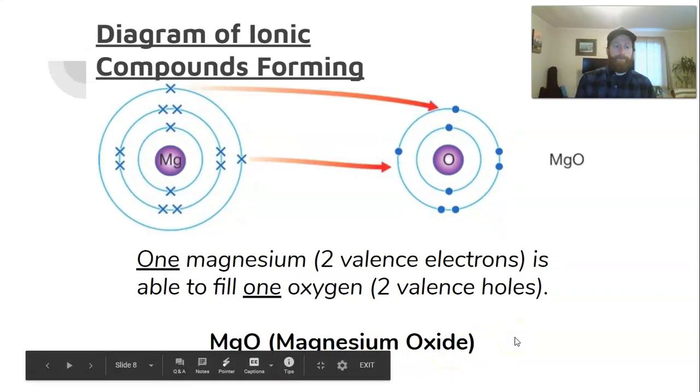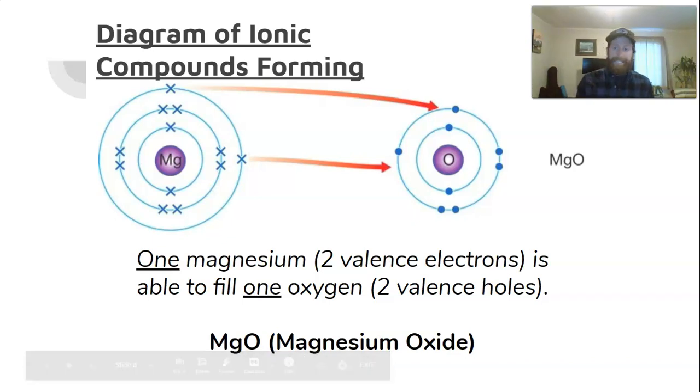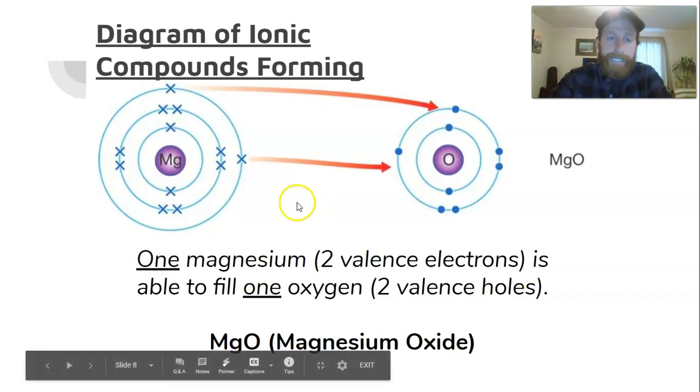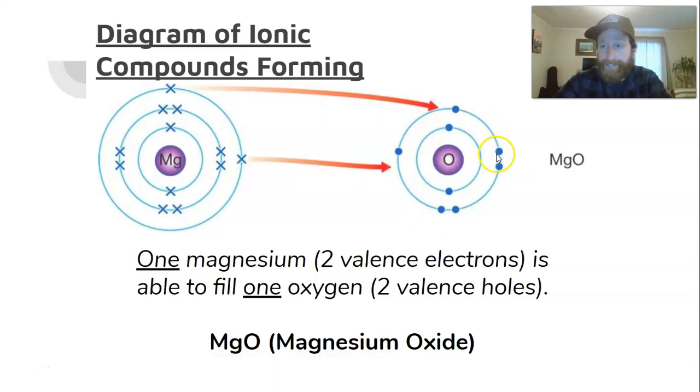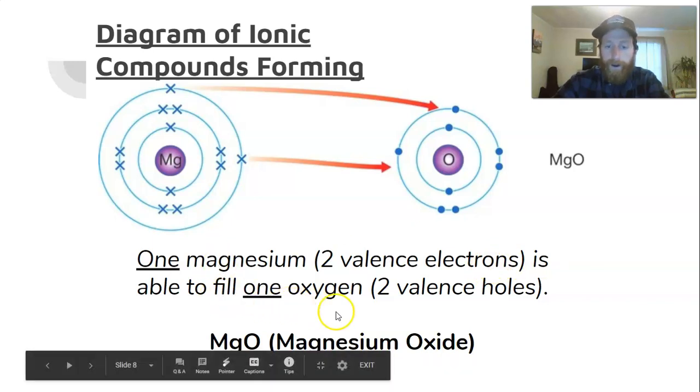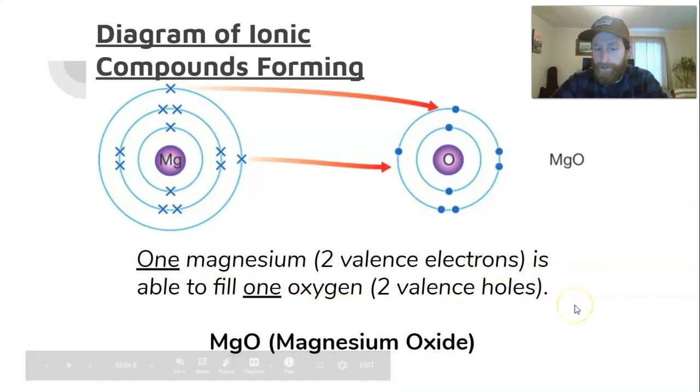Here's another example. Here we're dealing with magnesium and oxygen. Magnesium in the second column has 2 valence electrons. Oxygen has 6. It's in the 16th column, which means that it has 2 valence holes. So what does this mean overall? It means that one magnesium with 2 valence electrons is able to fill one oxygen with 2 valence holes.